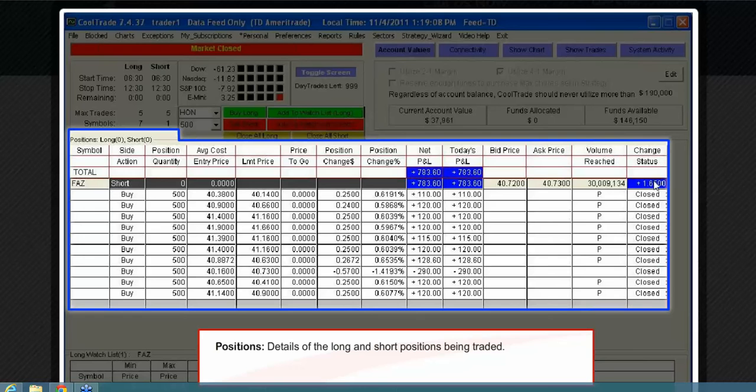And then the change over here in status tells you if it's open or closed. And all of these positions, this is just one day on a high-flying, fast-moving ETF, and it did very, very well. It closed all of these positions during the day. So it did 1, 2, 3, 4, 5, 6, 7, 8, 9, 10 trades in one day, and ended up profiting $783 from those trades for the day.